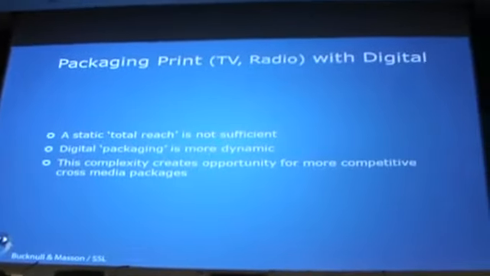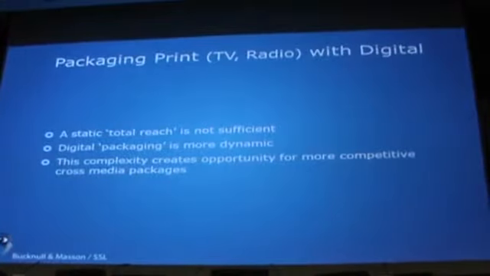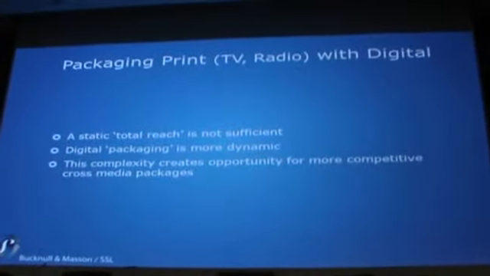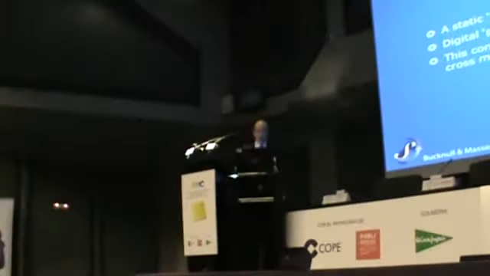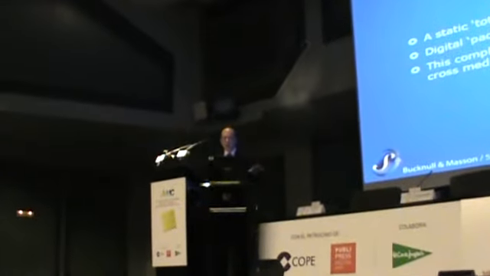So, to the last part, how do you put these packages together and what's involved? Now, there's a lot of discussion about total reach. Everybody wants to know what their total footprint is: my paper plus my digital footprint. But footprint gives you a concept of something that's static. You put it down and it's a given shape and size. But actually, digital is not like that. It's much more dynamic. And this complexity creates opportunity for more competitive building of cross-media packages.